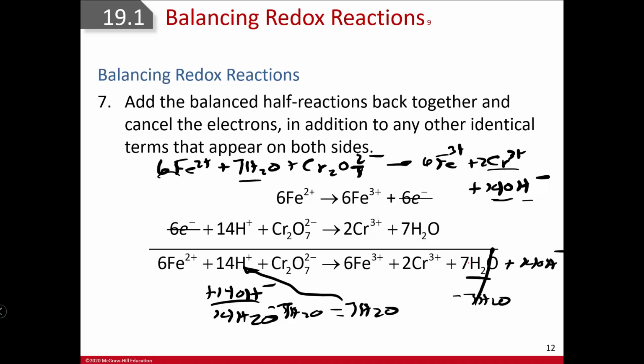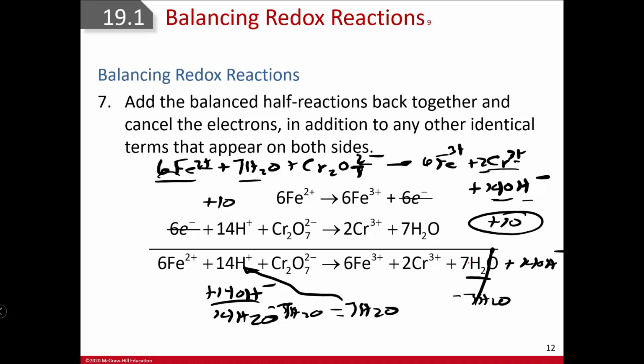6 times 3 positive is 18 positive, plus 2 times 3 positive here is 6 positive. 18 and 6 is 24 positive, minus 14 negative hydroxide ions. So I've got a positive 10 overall on the product side. On the reactant side, I have 6 times 2 positive, which is 12 positive, and then minus the 2 here gives me 10 positive on this side. So now the equation is balanced in a basic solution.